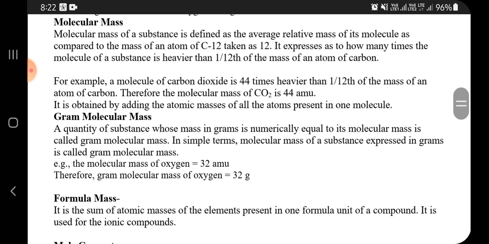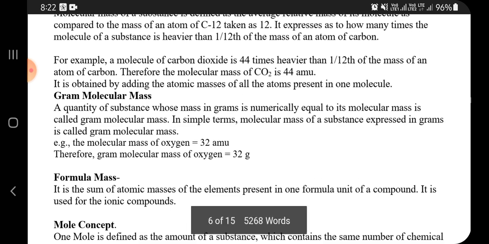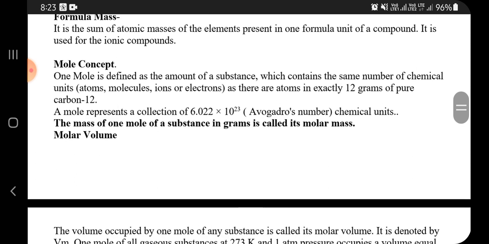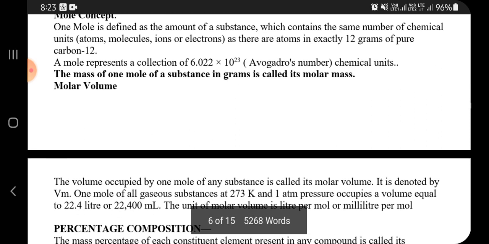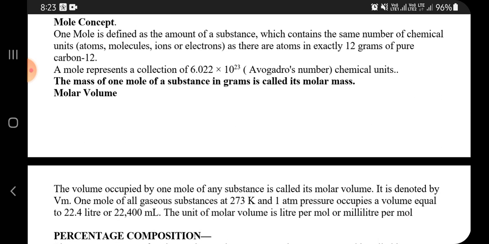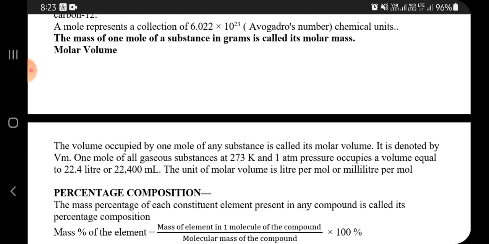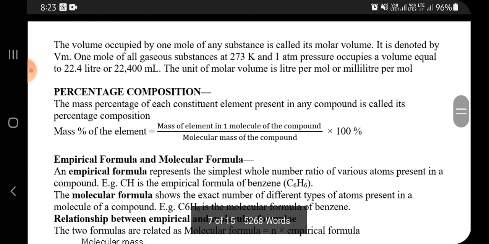Molecular mass of a substance is defined as the average relative mass of its molecule as compared to the mass of an atom of C-12 taken as 12. Then gram molecular mass, a quantity of a substance whose mass in grams is numerically equal to its molecular mass. Formula mass is the sum of atomic masses of the elements present in one formula unit of a compound. Mole concept is defined as the amount of substance which contains the same number of chemical units. A mole represents a collection of 6.022 × 10^23 chemical units. The mass of 1 mole of a substance in grams is called its molar mass.